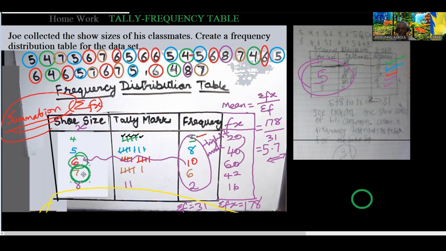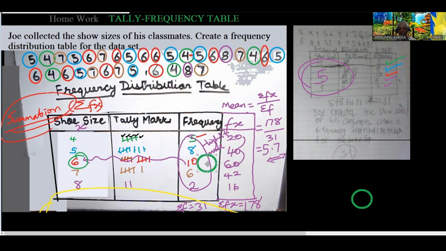How many sevens are there? That's 6, and that's 42. How many eights are there? That's 2, and that's 16. So with that, we're able to add all of this together as the sum of all these numbers, and it gives us 178. So if we have the 178 divided by the total entry, which is 31, then we have our mean. And why must we arrange from the smallest to the biggest? Because we must arrange in order to get our median.